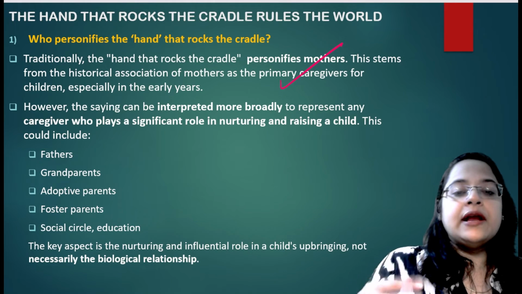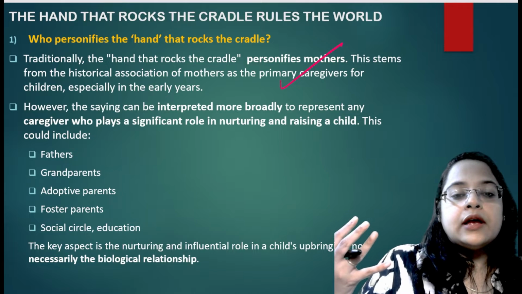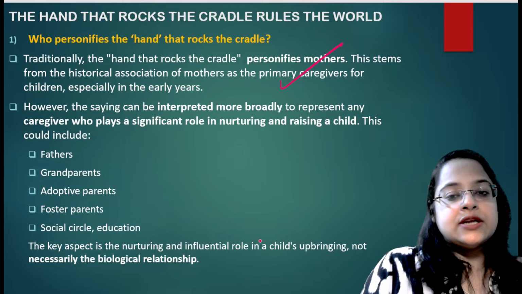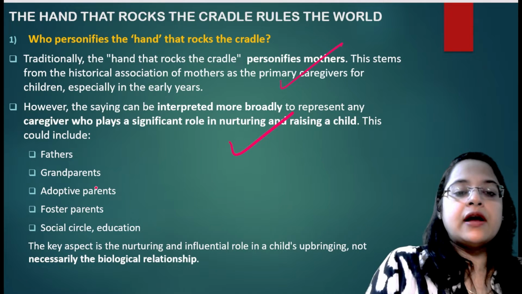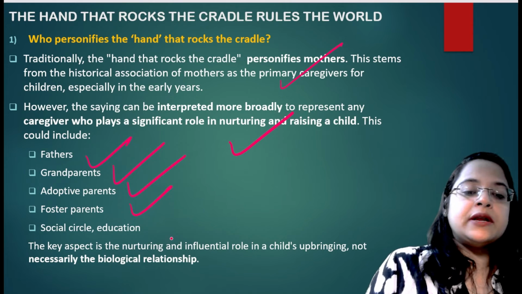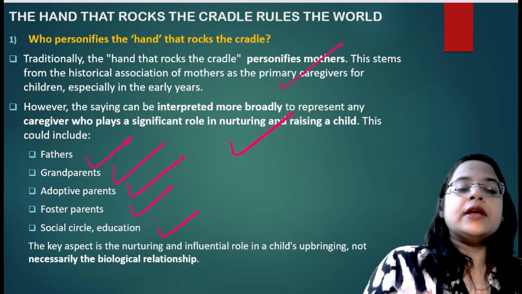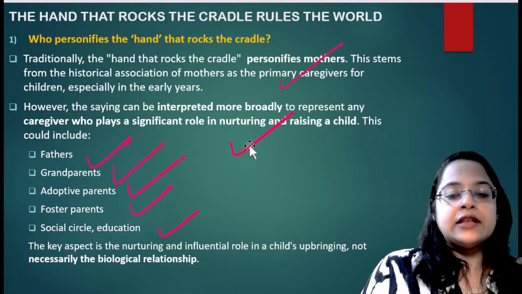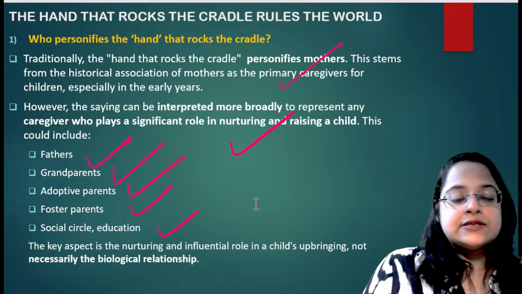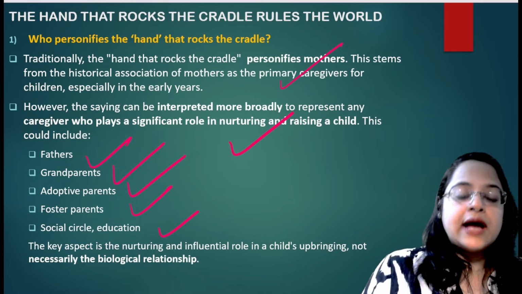But this saying can be interpreted more broadly today to represent the influence of the various caregivers who play a significant role in nurturing and raising a child. They are fathers, grandparents, adoptive parents, foster parents, social circle, education and personal experience. So here the key aspect is that the nurturing and the influential role in a child's upbringing is not necessarily limited to the biological relationship which the mother has with the child.